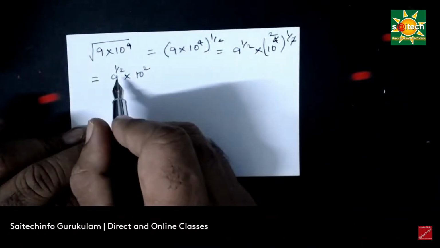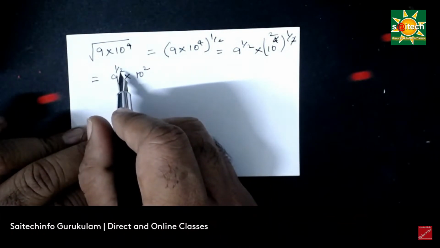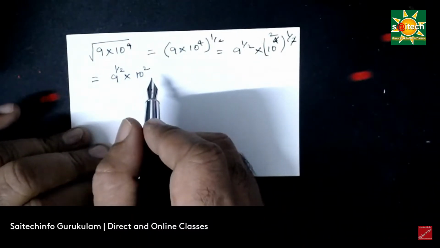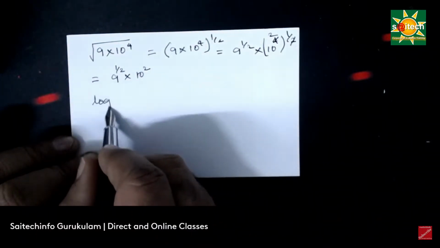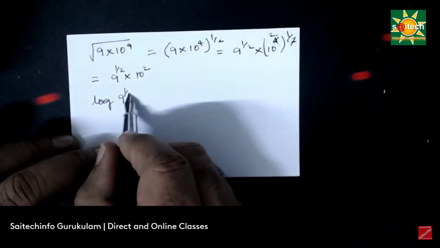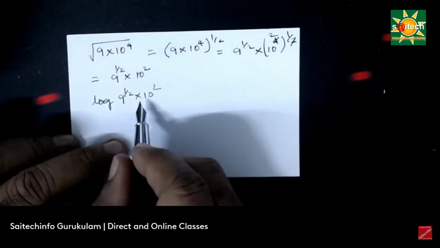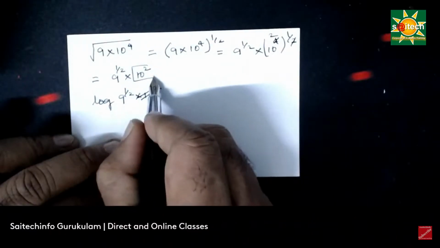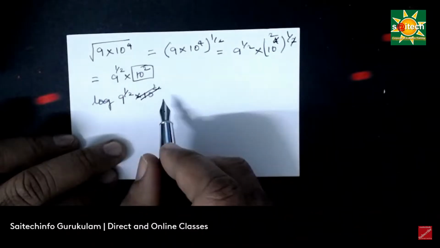We know very well 9 power 1 by 2 is nothing but square root of 9, that is 3. But let us go by logarithm. Let us find out log of 9 power 1 by 2 into 10 squared. So let us eliminate this 10 squared, retain it, and finally we can add. So find out 9 power 1 by 2 only.